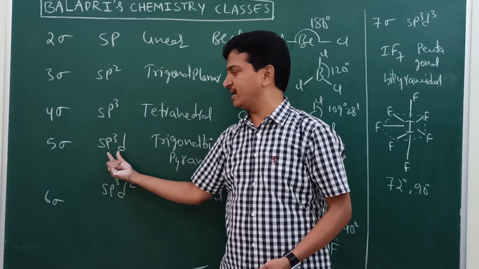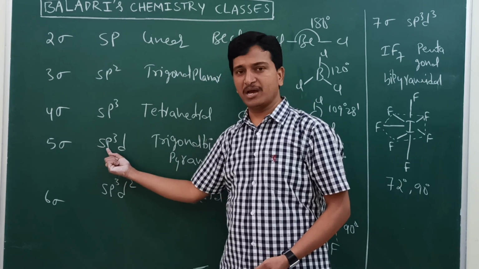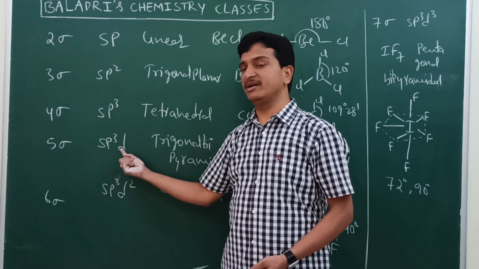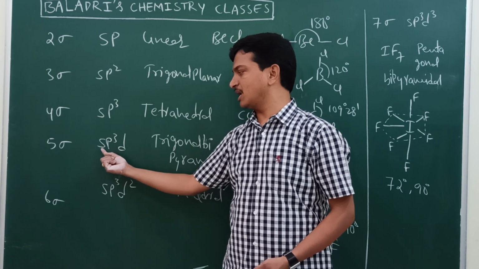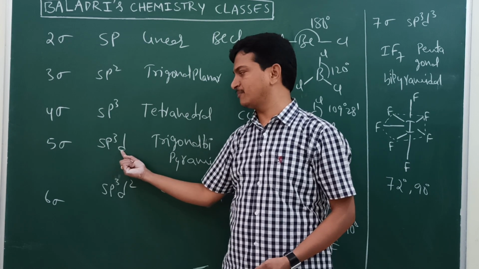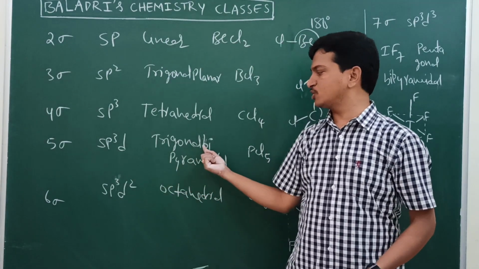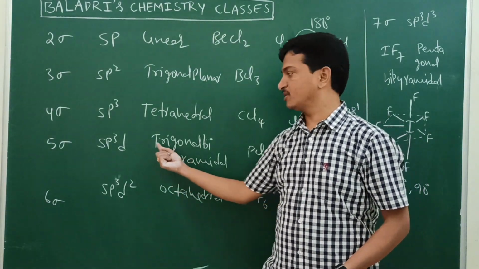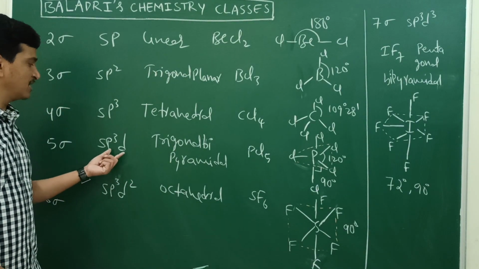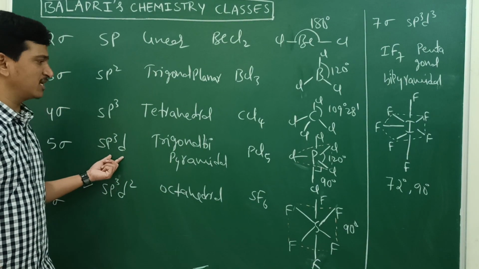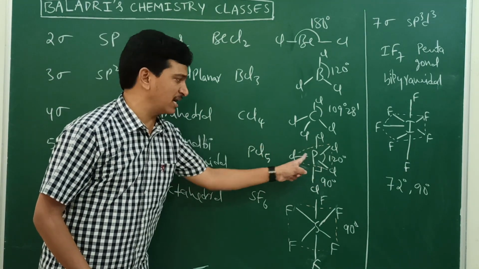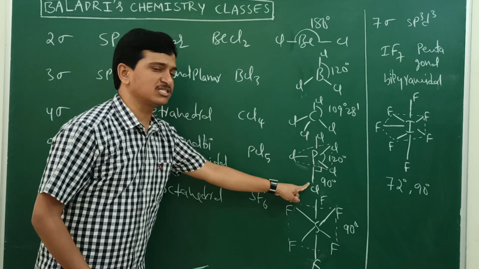Now next, if a central atom is forming 5 sigma bonds, 5 orbitals should participate in the hybridization: 1 s orbital, 3 p orbitals, and 1 d orbital. After the p orbitals, there will be a d orbital in the valence shell. So a total of 5 orbitals are involved in the hybridization. Now the shape of the molecule is trigonal bipyramidal. When a central atom undergoes sp3d hybridization, the 5 orbitals are distributed in this way: 3 occupy the corners of a triangle, one is above the plane, and the other is below the plane.